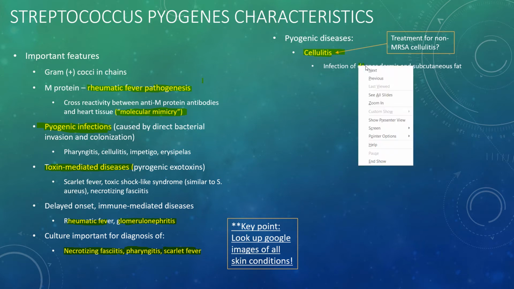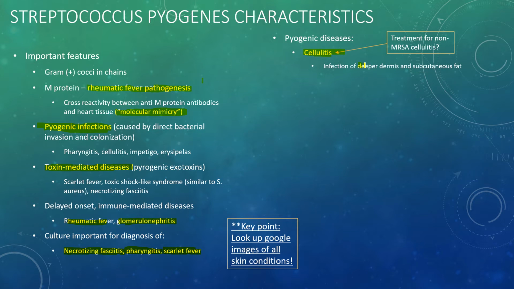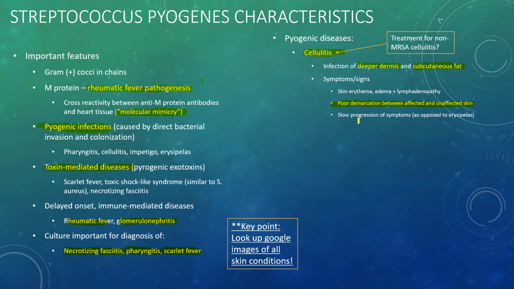So this is an infection of the deeper dermis and the subcutaneous fat. The classic thing here is deeper dermis and the fat. So it gets pretty deep into the skin. Some symptoms and signs: you have erythema, edema, and lymphadenopathy. These are some signs of the infection of this deeper dermis and fat. A key indicator, though, is poor demarcation between the affected and unaffected skin. So we're going to see why that's very important. You can't really tell apart the affected skin and the unaffected skin. There's a very hazy area between these two pieces. Very slow progression of symptoms. It doesn't really progress that rapidly usually. And this poor demarcation just means that it's not a sharp demarcation. It's a very dull, vague demarcation between the affected and unaffected skin.